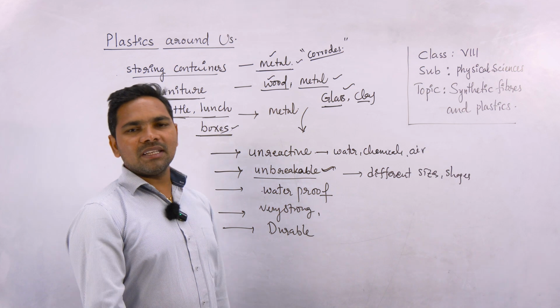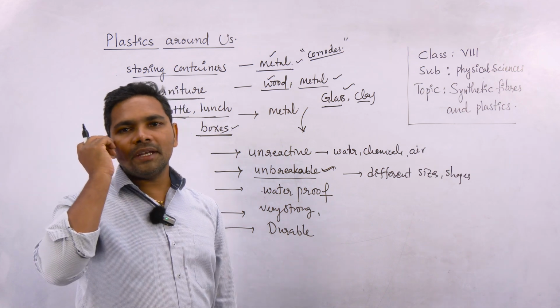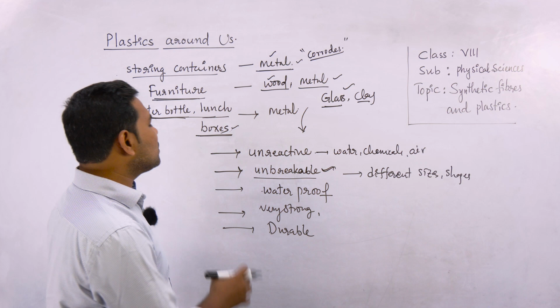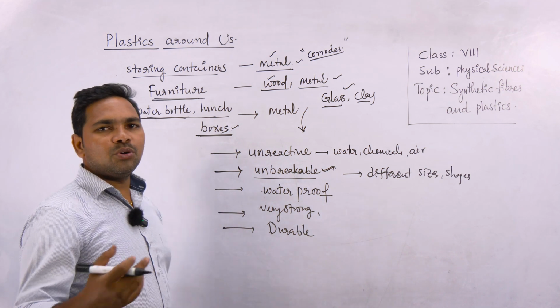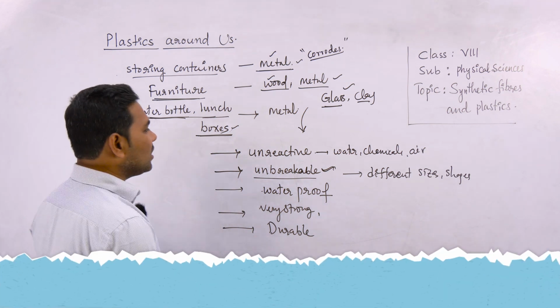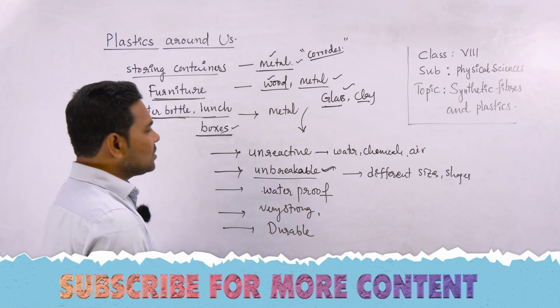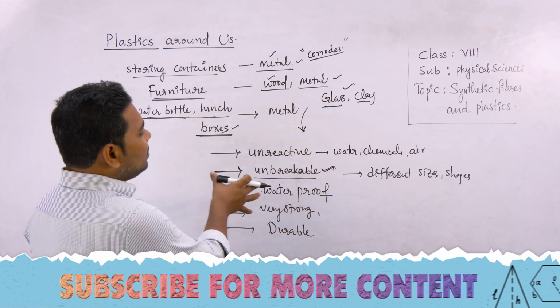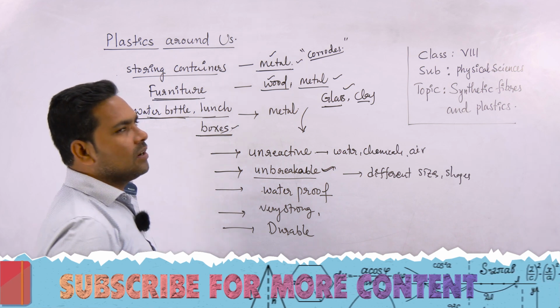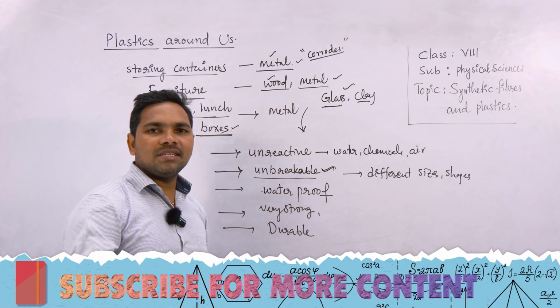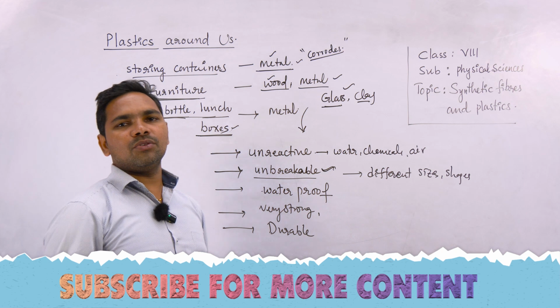But can we get metals in different colors? They are just painted, but that paint will go very soon. In case of plastics, they are made into different colors, right? They are very strong, and different sizes, different shapes are used. So these are the many advantages of plastic. That is why I say plastic is a wonderful gift given to humankind.